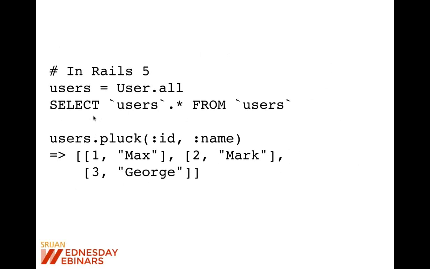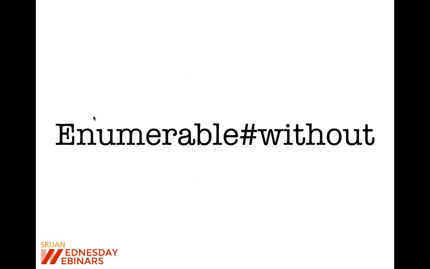But in Rails 5, because now we can run the pluck command on enumerables, there is no need to generate that second query. You will just get the result from whatever data has been loaded in the users attribute, and it will work out of the box.